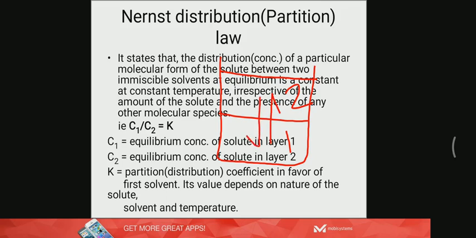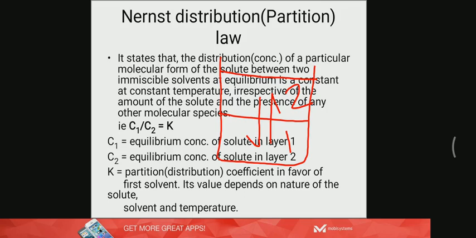We know that benzoic acid is more soluble in benzene, so it will be more present in solvent 2 than in 1. Anyway, the solute is soluble in both solvents and gets distributed between the two liquids depending upon temperature.